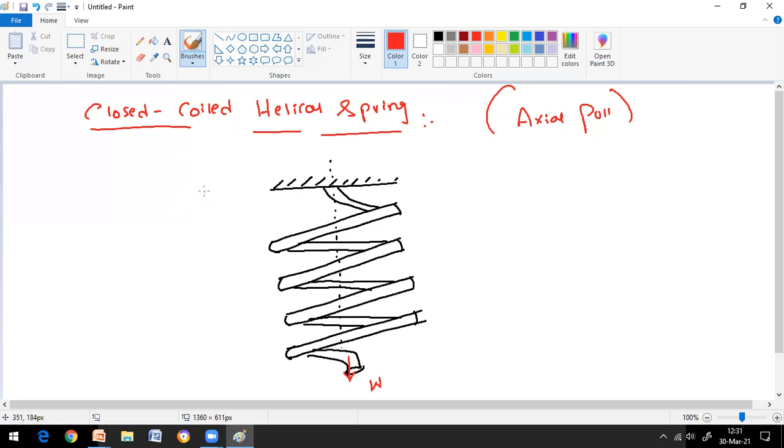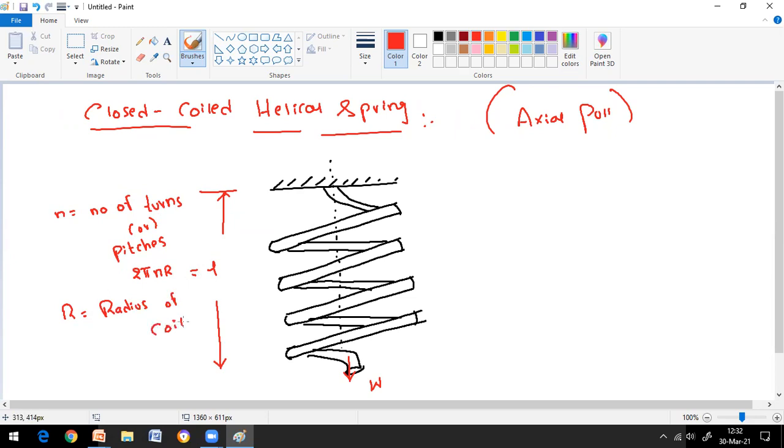This is the height of the spring. Height means the length of the spring. The length of the spring can be represented as 2 pi n r. What do you mean by n? n is equal to the number of turns, which can also be called the number of pitches, and r is equal to the radius of the spring or coil. This is what we can understand from this.